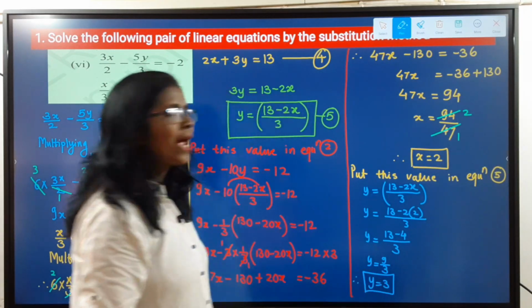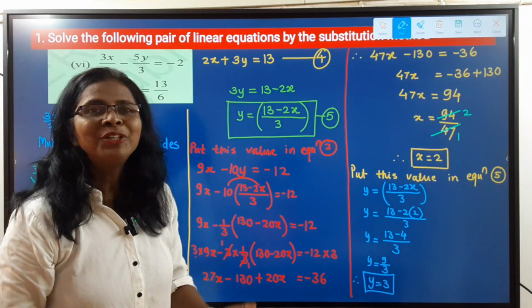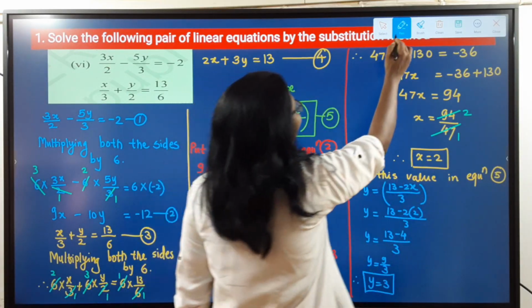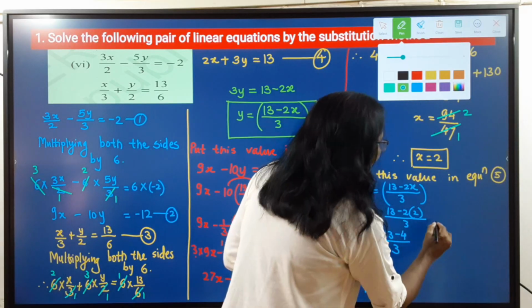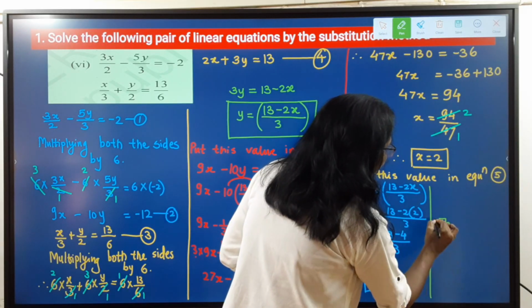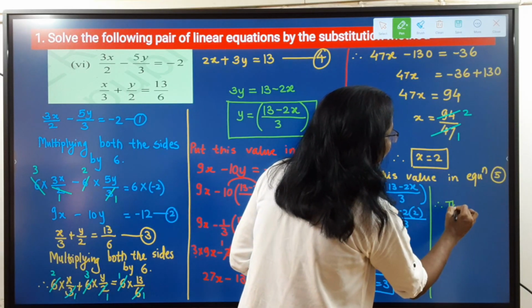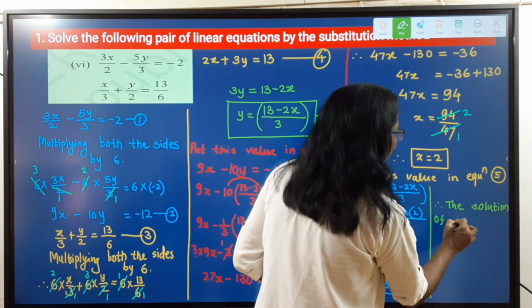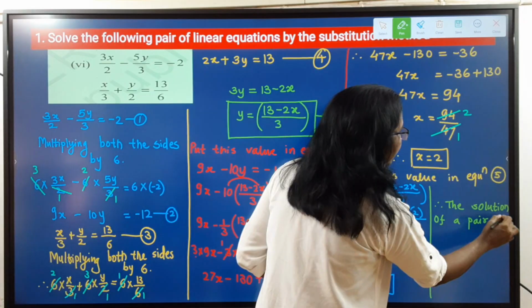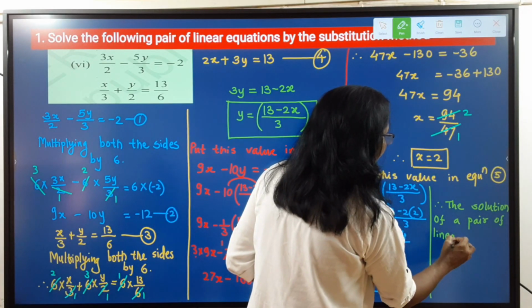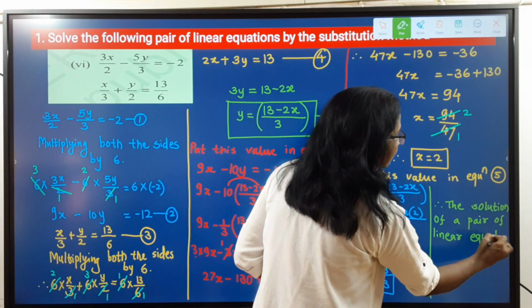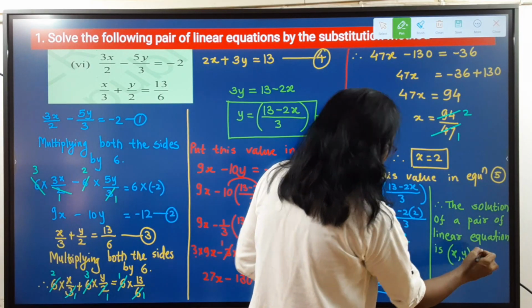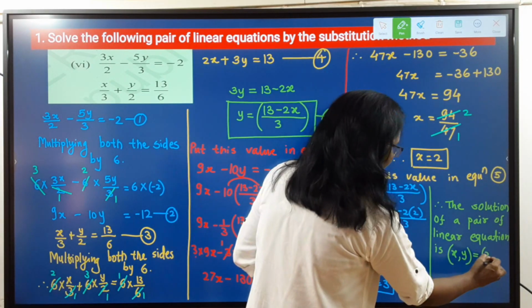So now we have the two values of the two variables, and that means, students, I write down here the answer. And that answer is: therefore the solution of the pair of linear equations is (x, y) is equal to (2, 3).